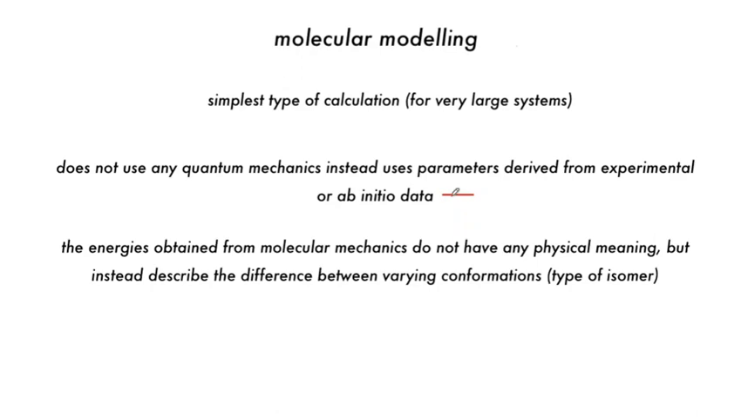The energies obtained from molecular mechanics do not have any physical meaning, but instead describe the difference between varying conformations. So for example, the type of isomer, like cis-trans isomerism or whatever. So if you have a mixture of alkenes, whatever alkenes they are, you can find the relative distribution of cis and trans isomers, stuff like that.